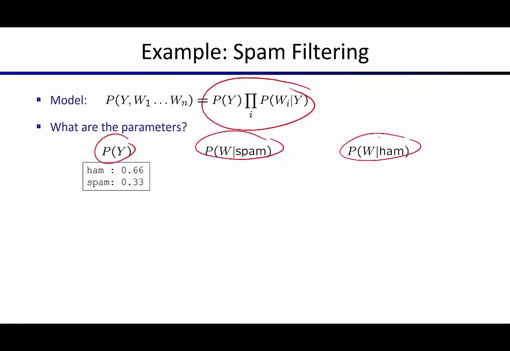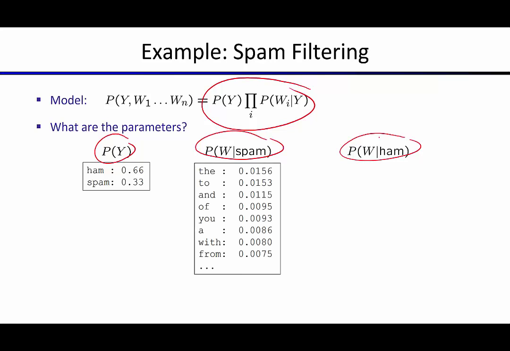Let's sort them. What do you think is the most likely word given spam? Free. Reasonable guess, right? Over there, the. Because a lot of spammers will write does. What do people think? The or free? A little bit torn? And this data said the is first. Then to, then and, then of, you, a, with, from. Actually, not very much here is indicative of spam at all.